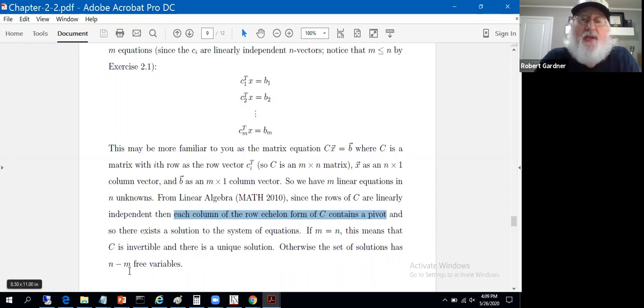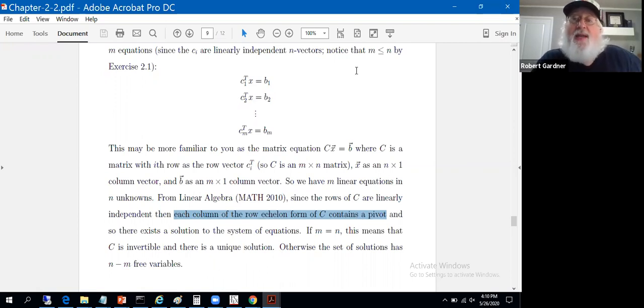If n is bigger than m, if there's more unknowns than there are equations, then having those rows be linearly independent will give us solutions, and we'll have free variables. That's what will come out of that. So we'll end up with n minus m free variables. The linear independence guarantees a consistent system if you're concerned with that. But what we'll either get is a unique solution if there's enough equations to determine a unique solution, same number of equations as unknowns. This is the two conversations we're having.